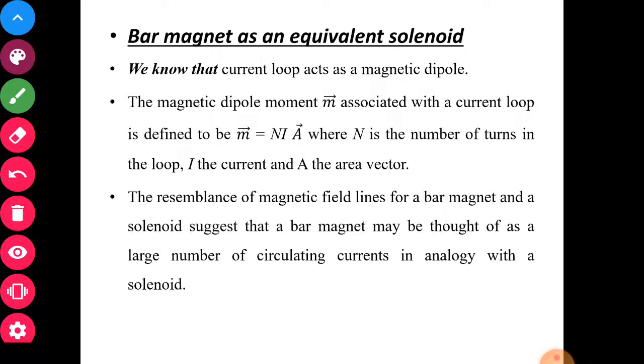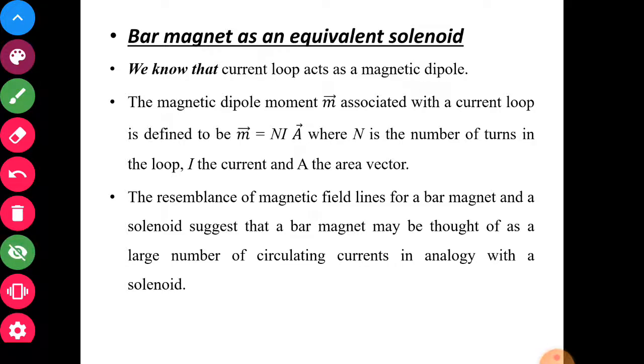This also we know. Now we have resemblance of magnetic field lines for a bar magnet and a solenoid, which suggests that a bar magnet may be thought of as a large number of circulating currents in analogy with a solenoid. So you consider a bar magnet as a solenoid, or you consider the solenoid as a bar magnet, because their magnetic field lines are similar. Try to understand this point.